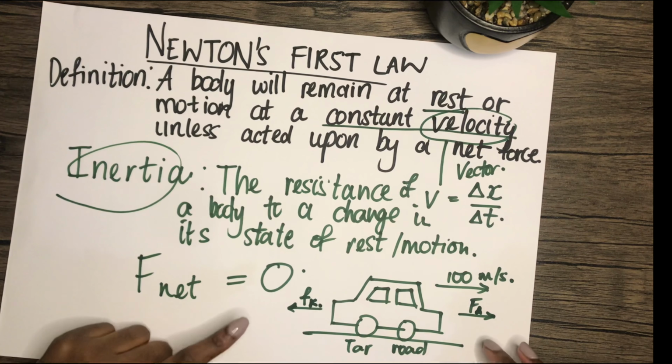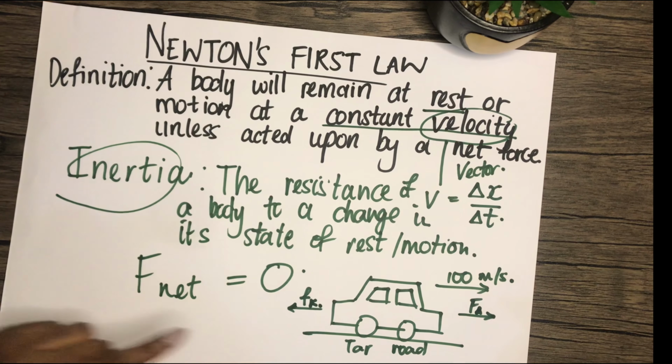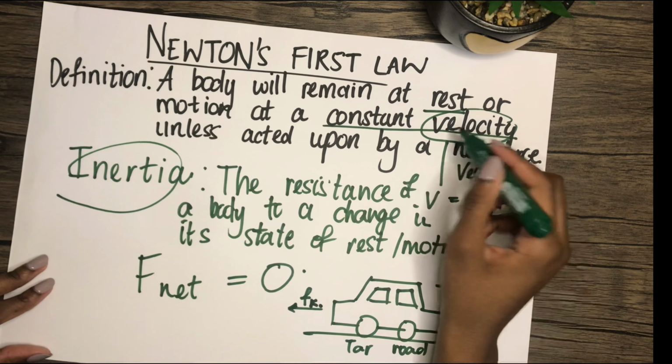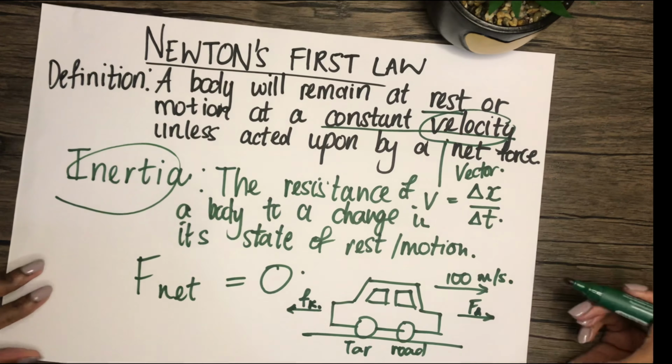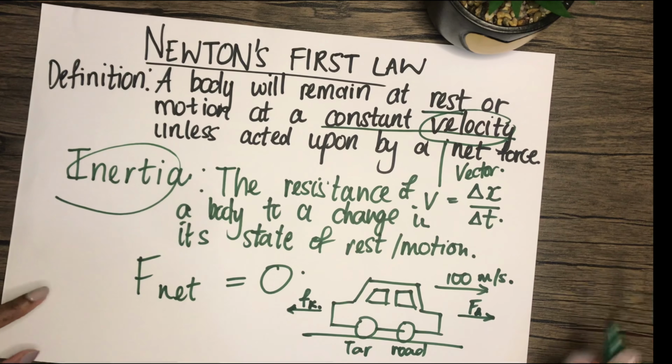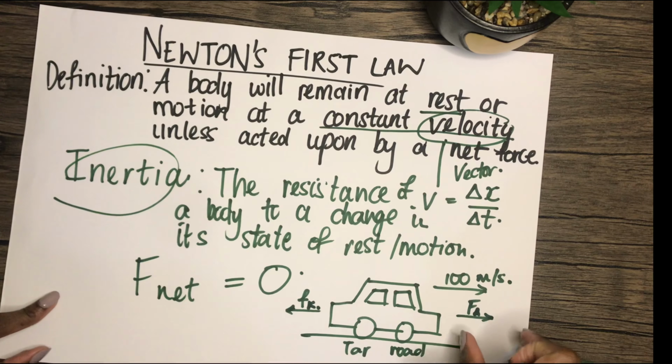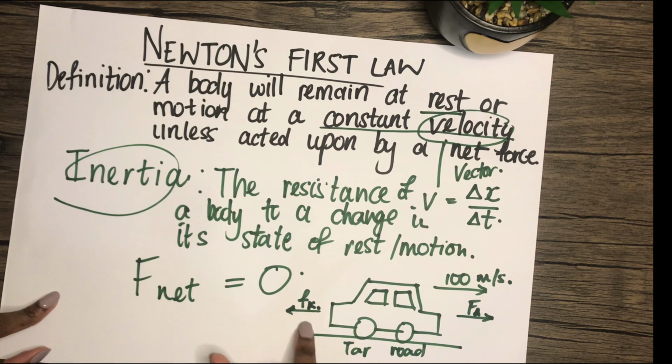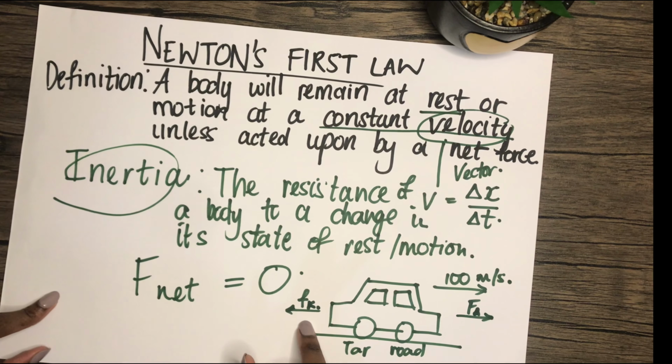So these two forces in this instance would be balanced because the car is moving at a constant velocity, which means the magnitude of the applied force would be equal to the magnitude of the kinetic frictional force, but they will be acting in opposite directions, right?